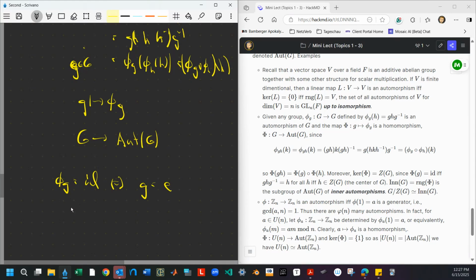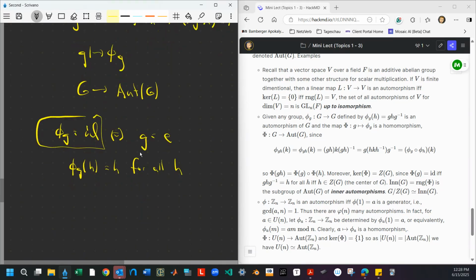So how can I do that? Suppose that phi of g is equal to the identity. So I want to show that g is equal to e. So phi of g of h is equal to h, for all h. All right, so what am I doing? I'm assuming this side, and then I want to prove that g is equal to e. I guess I should go the other way around too, but the other way around is kind of trivial.